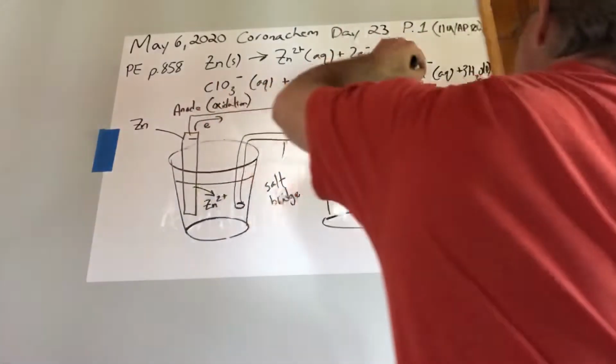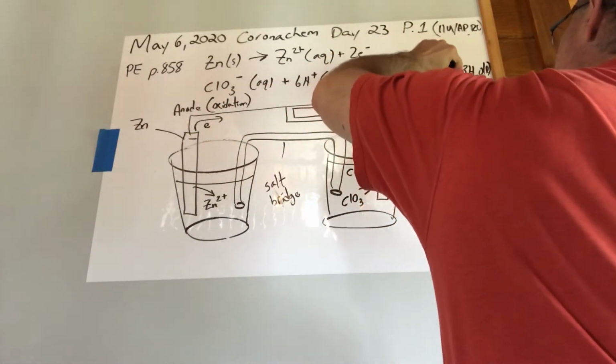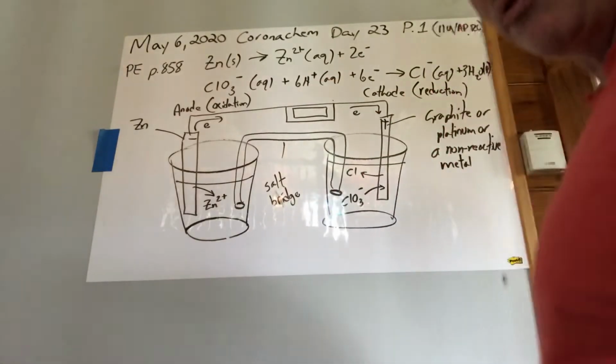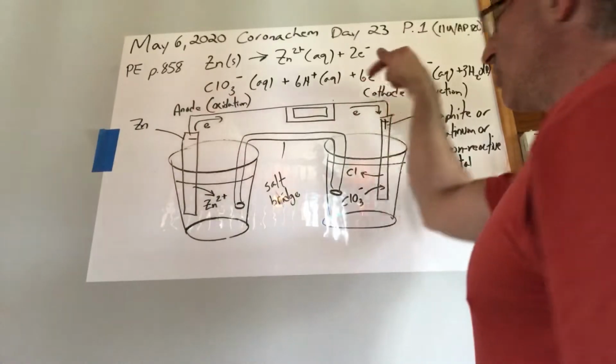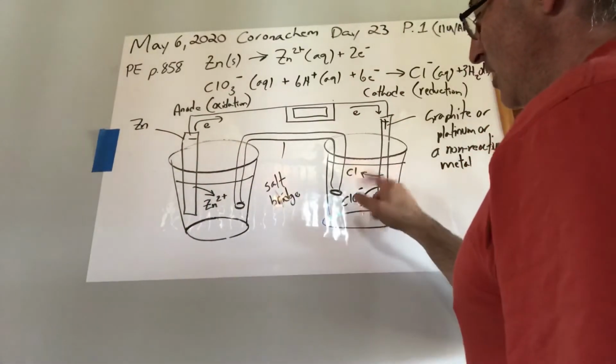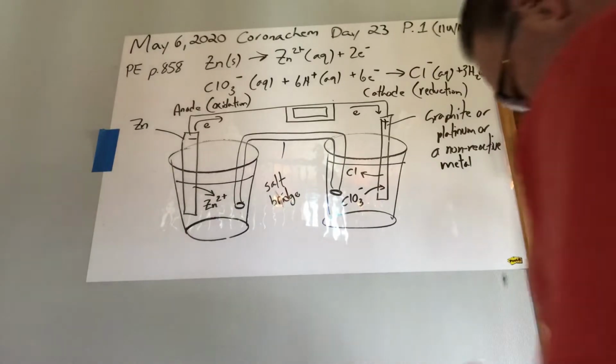And the cathode is undergoing reduction. To reduce something, you have to provide electrons. So where are the electrons coming from? They're coming from the other side. They're traversing on the wire, and they're appearing here, where they then reduce the chlorate.